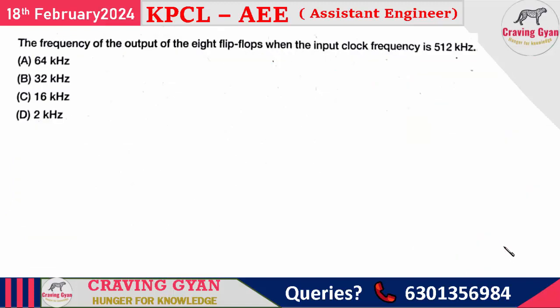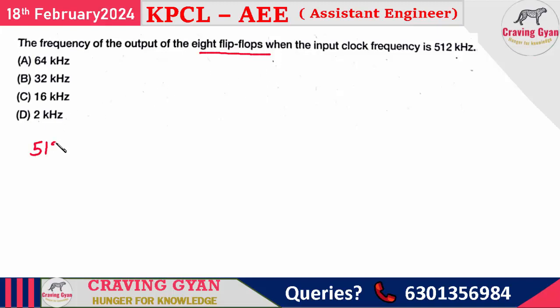In this fourth question, what they are asking is the frequency of the output of 8 flip-flops when the input frequency is 512 kilohertz. The input frequency is 512 kilohertz, given to 8 flip-flops. What is the output of the 8th flip-flop, they are asking? We know that the configuration we are going to make use of is asynchronous, and it is a counter type of circuit, right? Up counter or down counter. But in this case, it is a down counter.